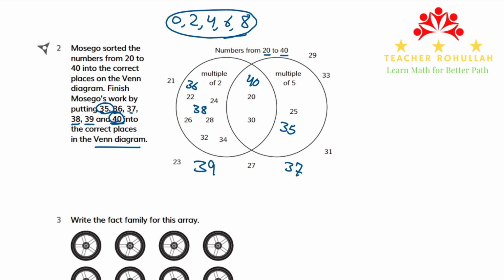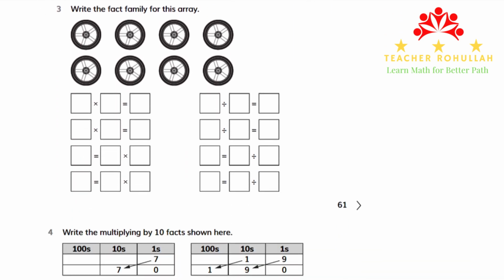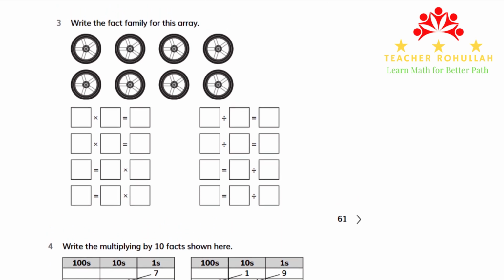Well, we are done with question number 2 as well. Let me scroll down to move to question number 3. In question number 3, it says, write the fact family for this array. This is an array. An array is an object or a group of objects arranged in columns and rows. So this way it's called column, and the horizontal one is called row.